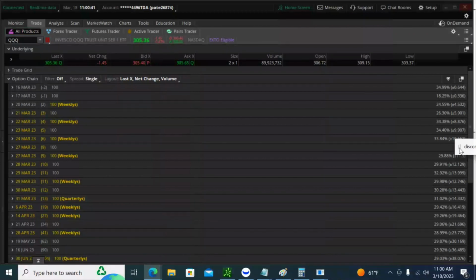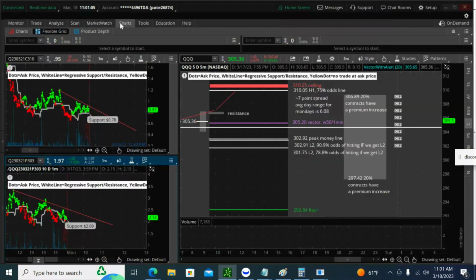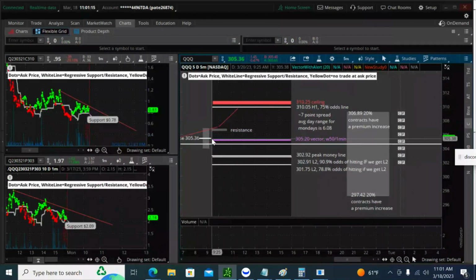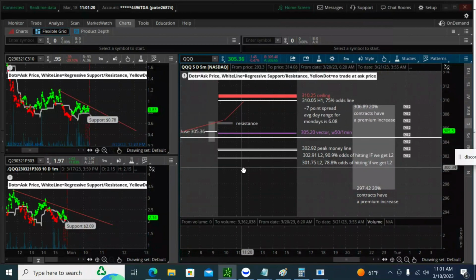So what's Friday the 24th? So what's this line? So they're showing a plus or minus 10.66. And then they don't have the market maker move up here. So what they're trying to communicate is that there can be from this 305.36 up to a 10 point move and down to a 10-point move.